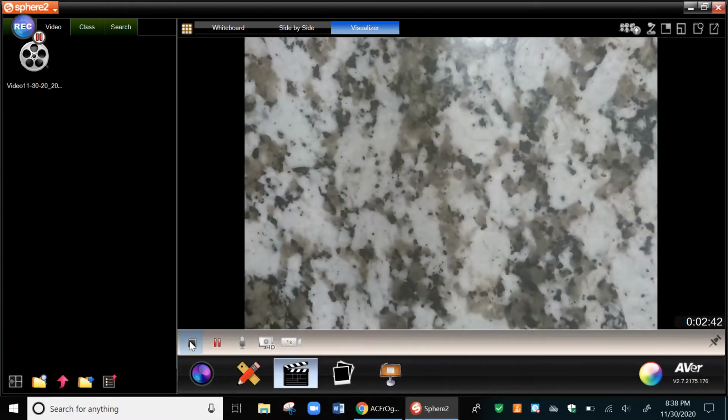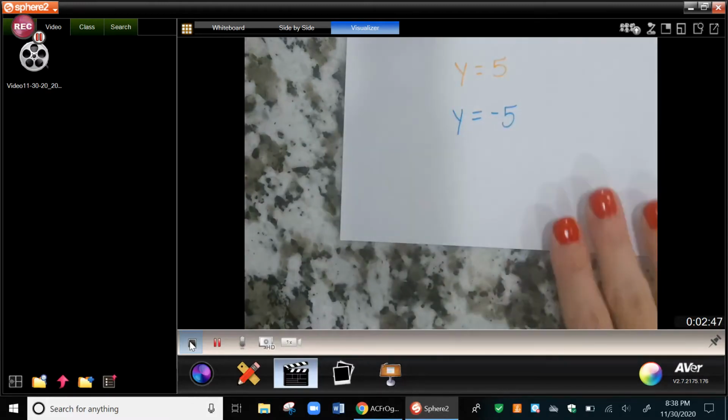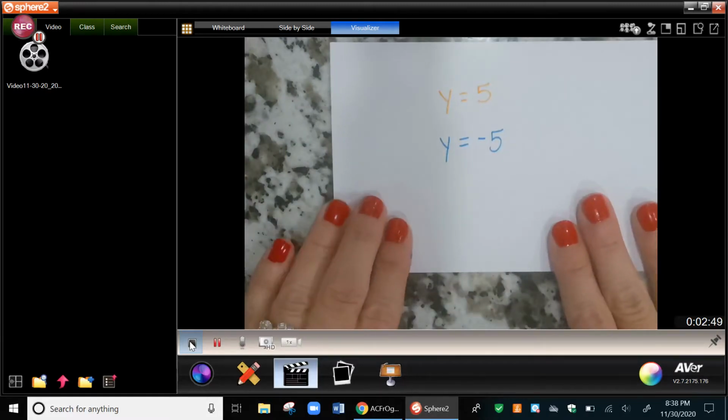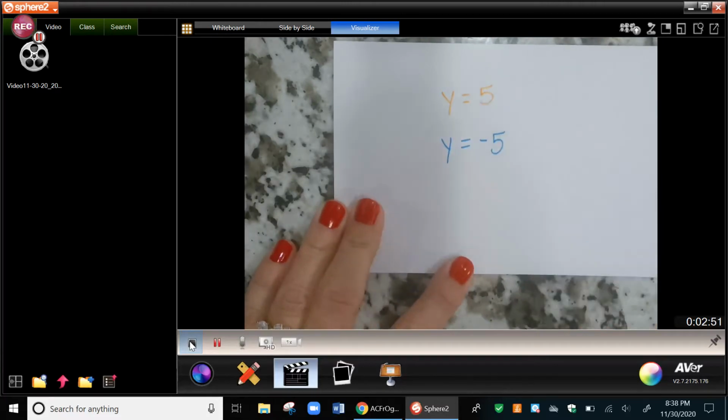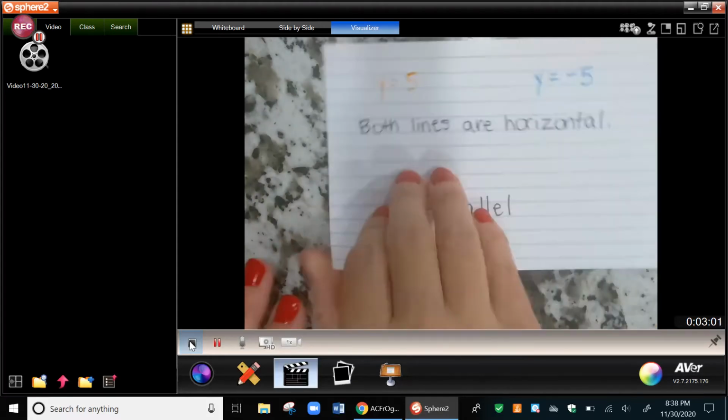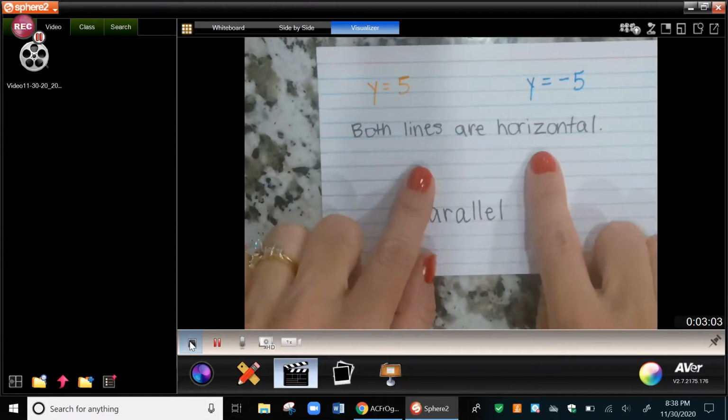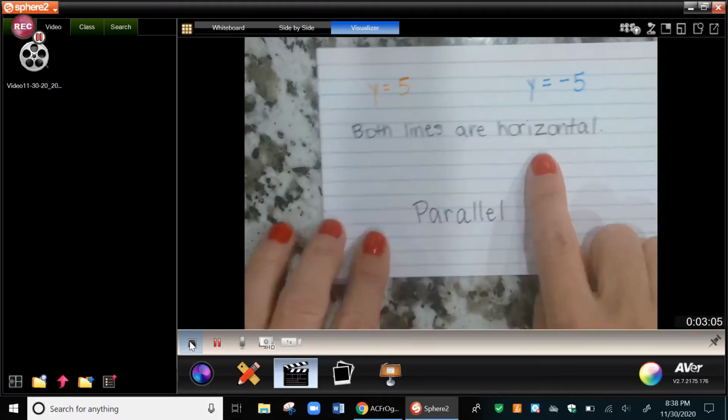Now, here are a couple of special equations. y equals 5 and y equals negative 5. There's no x there. So when I graph those two lines, would they be parallel lines, perpendicular lines, or neither? Well, both of those lines would be horizontal, and so they would be parallel lines.